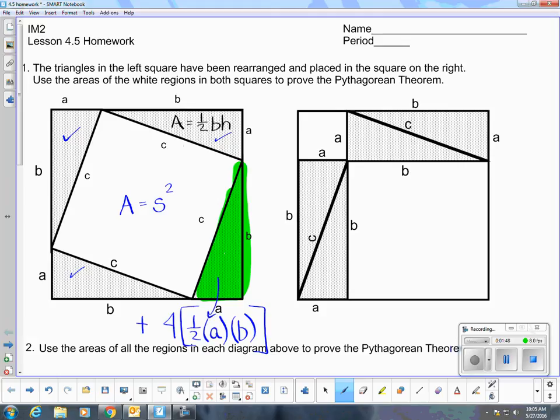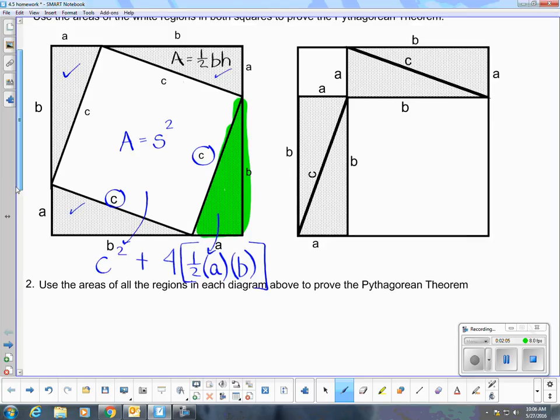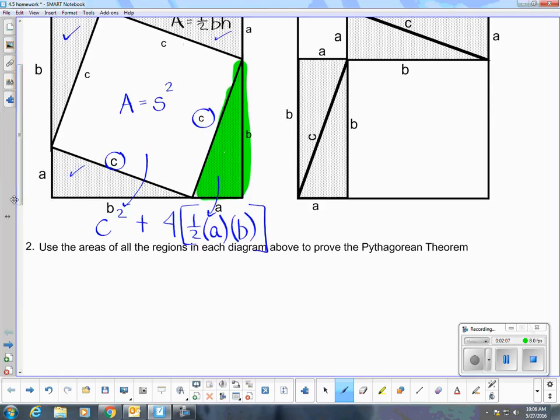In addition, we have the area of this square on the inside. The area of the square is C times C, or C squared. So we have the area of the white region plus the area of the 4 shaded regions. So let's come down and simplify this expression. So that gives me C squared plus 1/2 of 4 is 2 times A times B.